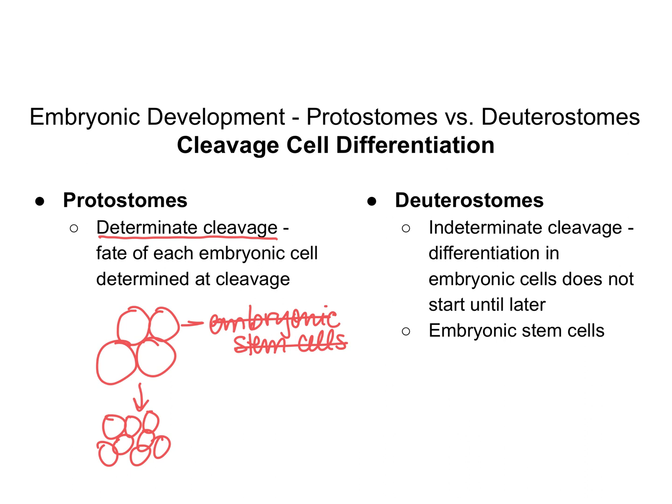With deuterostomes, they have the indeterminate cleavage, and that's where we have these totipotent embryonic stem cells. And so these are stem cells that are not predetermined as to what cell they're ultimately going to differentiate into yet. So that differentiation occurs later on in the embryonic development.